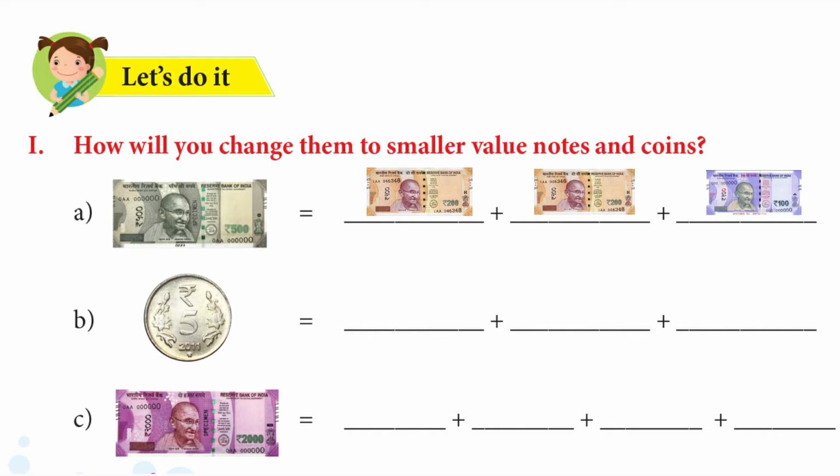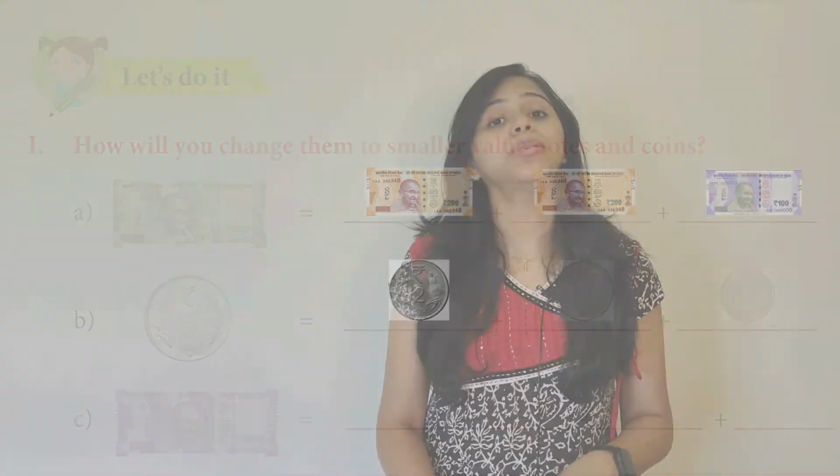Now we have a 5 rupee coin. Let's look at the change. It would be a 2 rupee coin plus another 2 rupee coin and a 1 rupee coin. Very good. Now the last one, I want you to try it out and see. Okay. Now let's move on to the next activity.